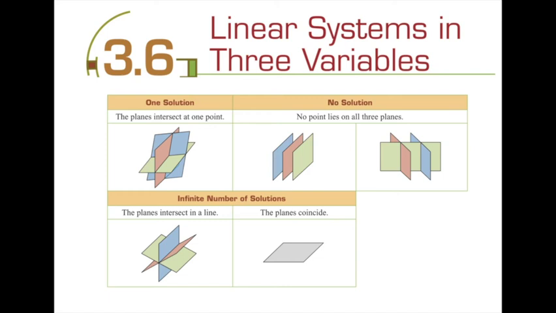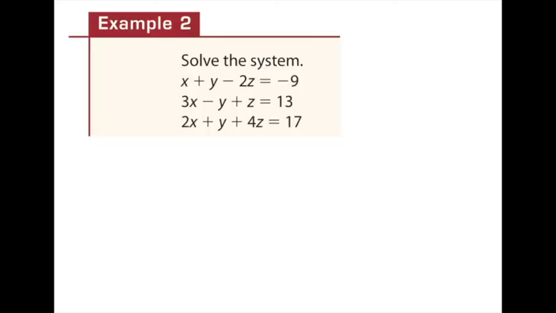But here's the thing. Your points are no longer X, Y. We're adding a third one. So your answers will be X, Y, Z. You will have three answers if you have a system with three variables because you're looking for the answer to all three. So let's look at this first one.